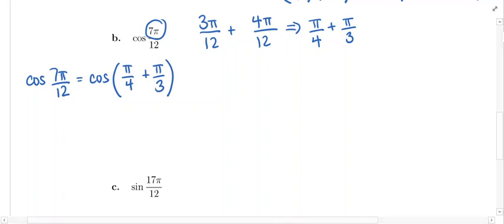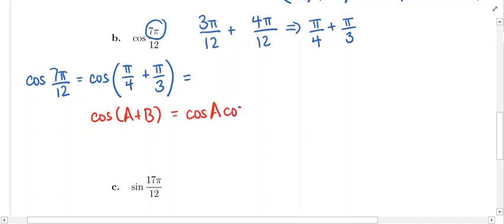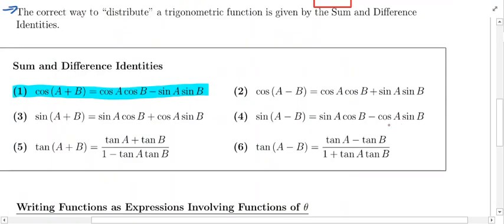Again, you cannot distribute. That's bad, bad, bad. You have the cosine of something plus something. You're going to have to apply the sum formula for cosine. That's the same thing we used in part A, so let's just get more practice with it. All right, I'm going to line this up. Cosine of A plus B is going to be the cosine of A times the cosine of B minus the sine of A times the sine of B. You can flip back to page 1. It's formula number 1 that I'm applying here.